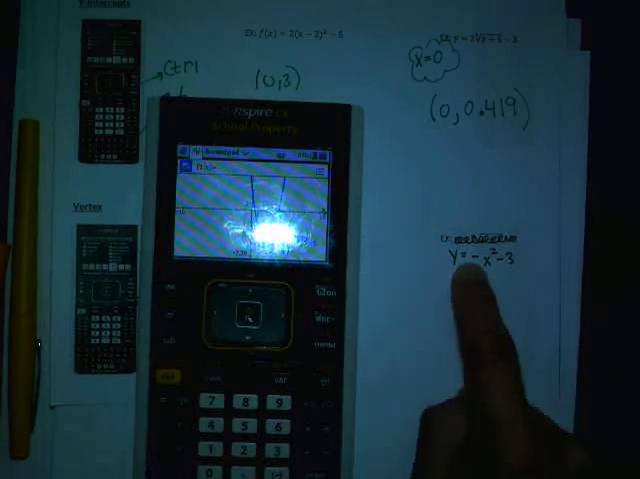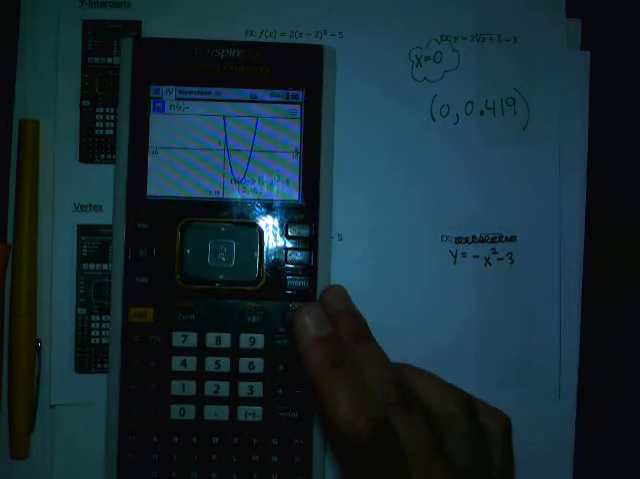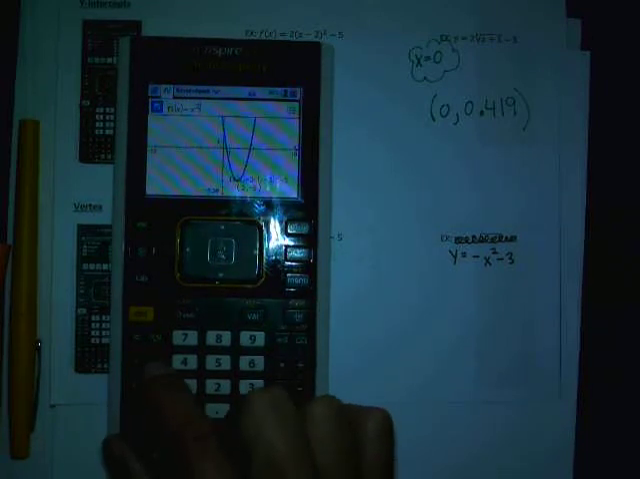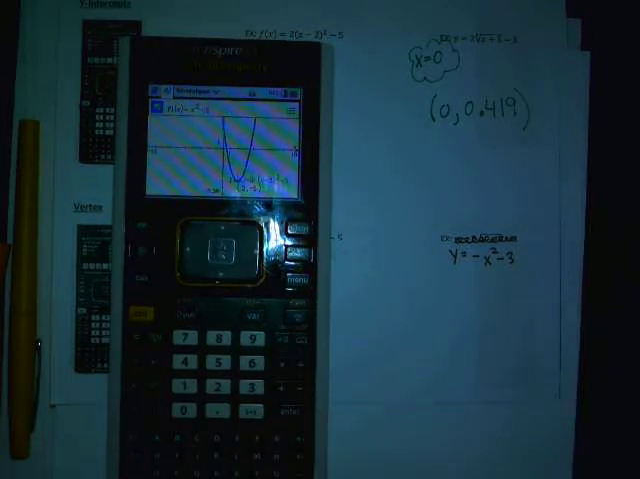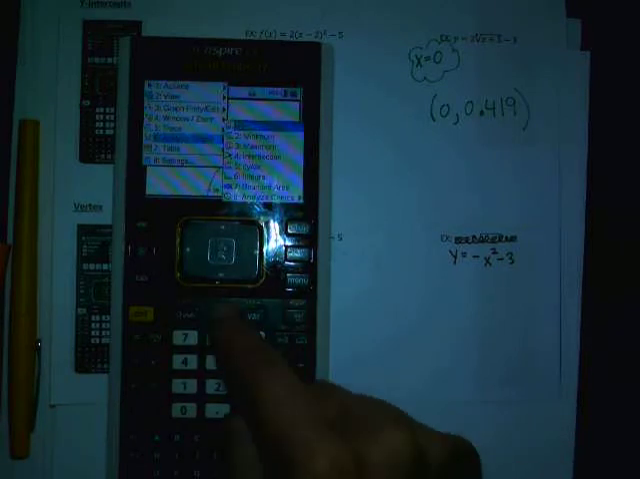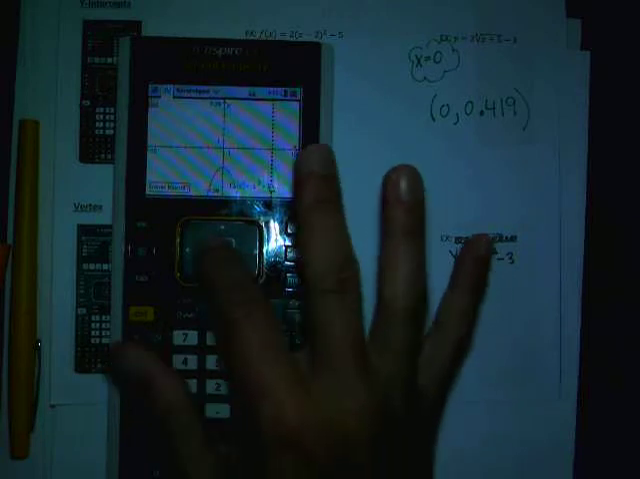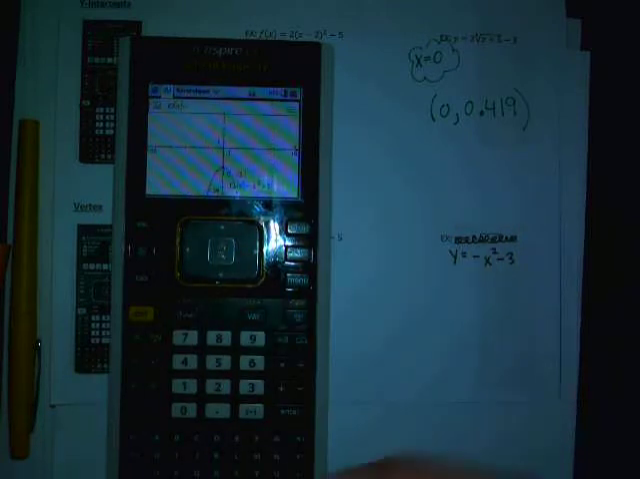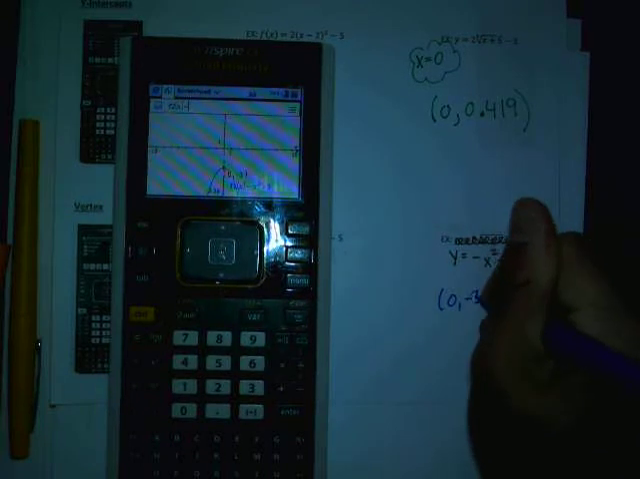This is a negative sign. This is a subtraction sign. There is a difference when you put them in the calculator. So negative x squared minus 3. Hit enter. So my vertex is right here. That is a maximum. So I'm going to hit maximum, highlight my graph, and it pops up right there at (0, -3).